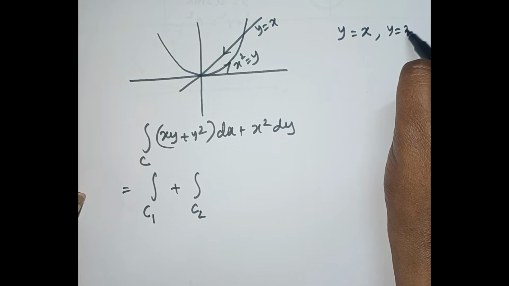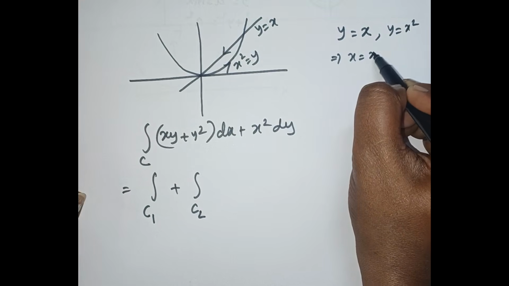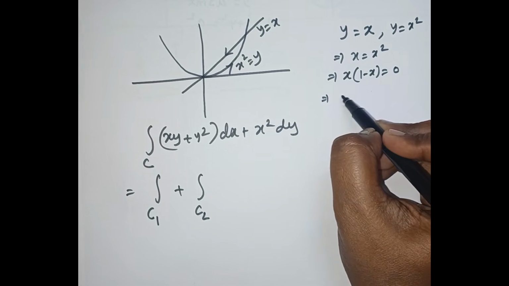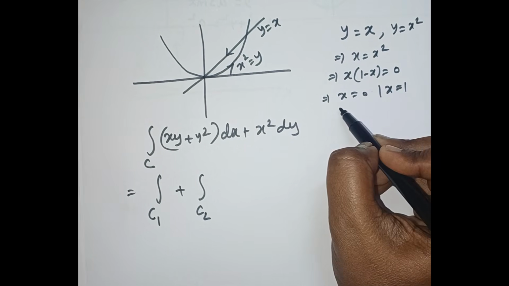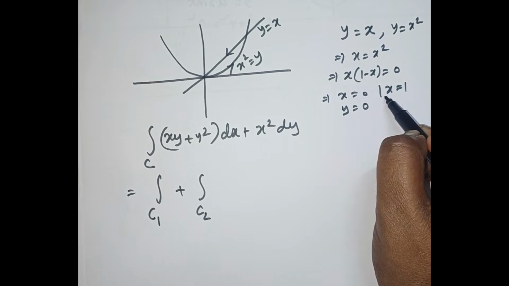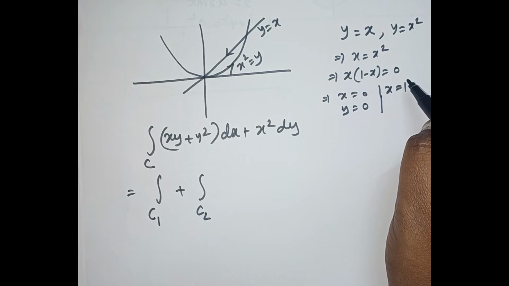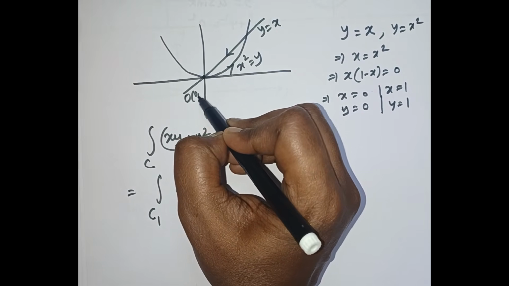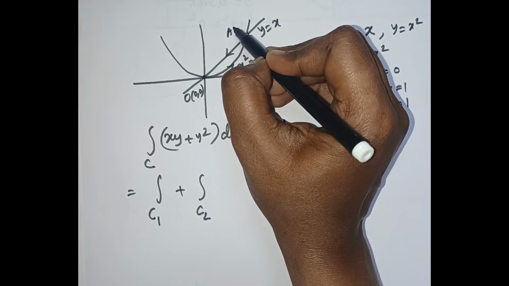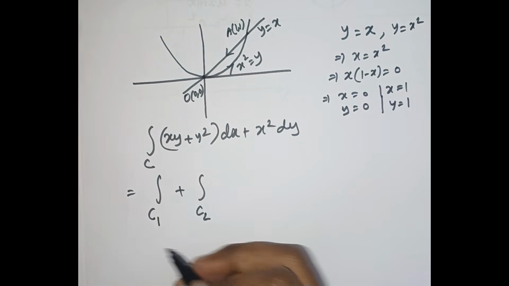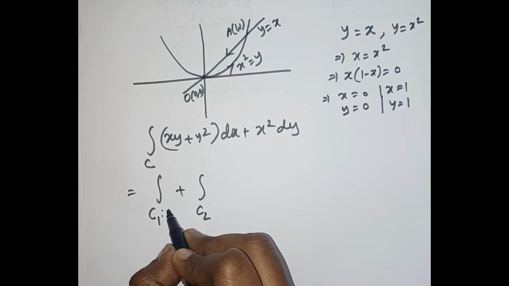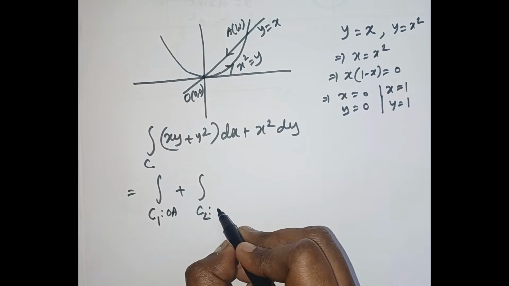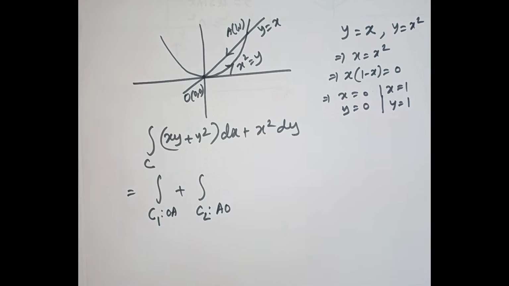What is C1? Okay, first we have to find the point of intersection. Then we solve y equal to x and y equal to x square. And solving these two, we are getting x equal to 0 and x equal to 1. If x equal to 0, then y equal to 0. So one point of intersection is 0, 0. Let us give the name O (0, 0). And another point is A (1, 1). So C1 is the curve OA and C2 is the line A to O. We have to solve these two integrations now.